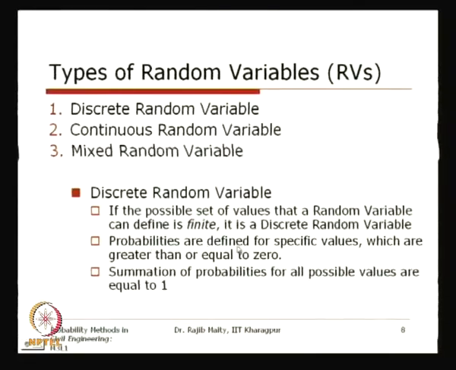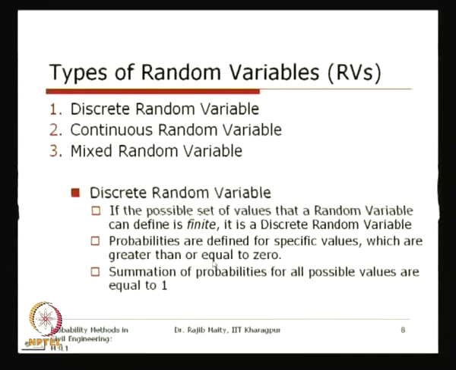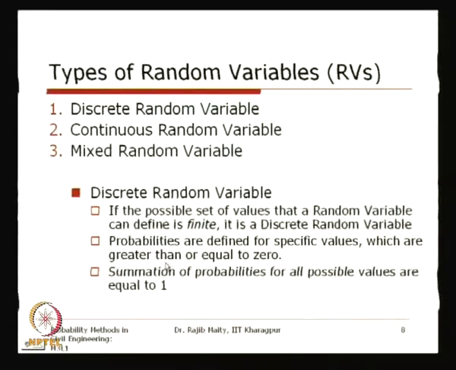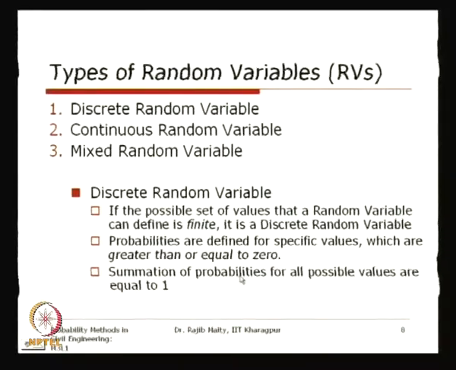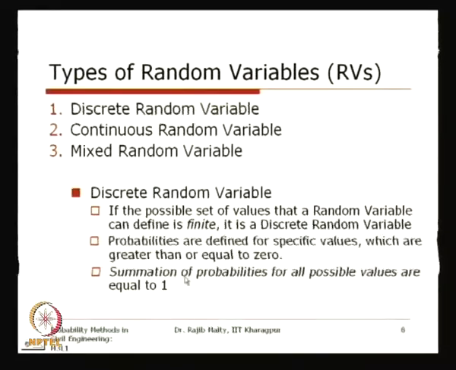Thus, if the possible set of values that a random variable can define is finite, it is a discrete random variable. The probabilities are defined for the specific values, which are greater than or equal to 0. We will see this in detail. But what we are trying to stress here is that the probabilities are defined for the specific values. For that point these probabilities are defined, for the adjoining point this is not defined. The summation of the probabilities of all the possible values is equal to 1. These two things come from the axioms of probability theory that we discussed in the previous classes.